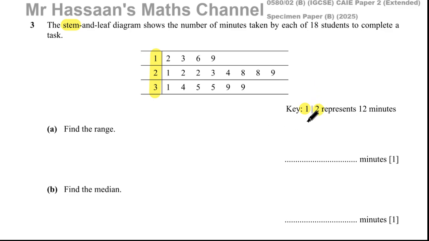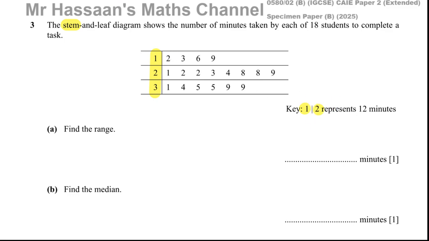So when you have 1 on this side and then 2 on that side, it means 12 minutes. It could be like 1/2 means 1.2, for example. But here they told you that these are the tens and these are the units. You'll always find that on the leaf part, there's always only 1 digit, and there's no commas or anything between them. So this is the stem and this is the leaf. So 1/2 means 12 minutes.